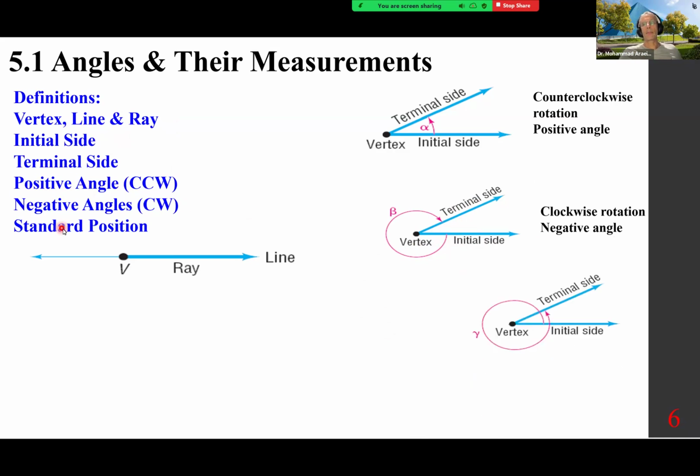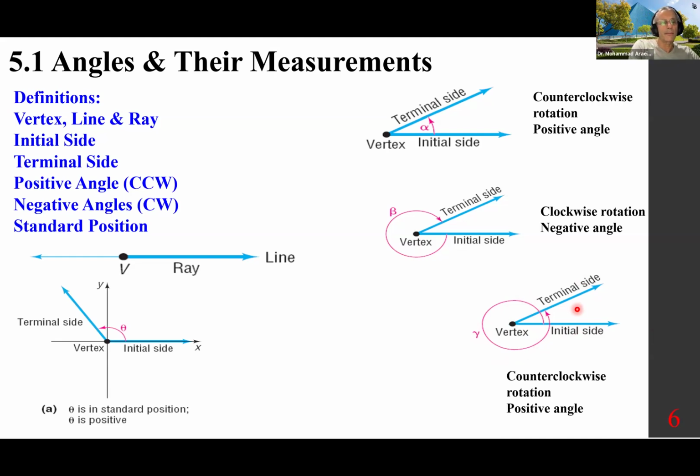Standard position. Here's the initial side, here's the terminal side, and we've covered more than one revolution. It is still counterclockwise and it's positive. Now, what is standard position? The initial side is along the x-axis. So theta is in standard position, and theta is positive. The initial side along the x-axis is called standard position.